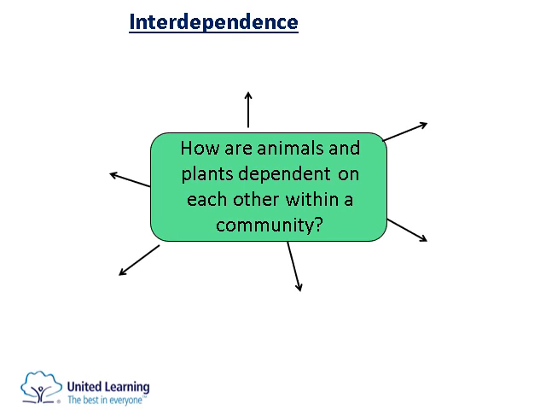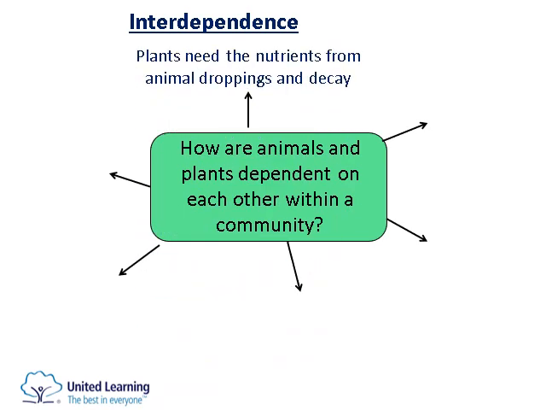So now we know what a community is, we know what an ecosystem is. We can now move on to understanding what interdependence is. So, how are animals and plants dependent on each other within a community? What we mean by that is, how do each of the animals and plants rely on each other to survive? Because everything, even though they seem like they are separate within this ecosystem, they're not. They are dependent on each other to survive. So plants need nutrients from animal droppings, so their feces.